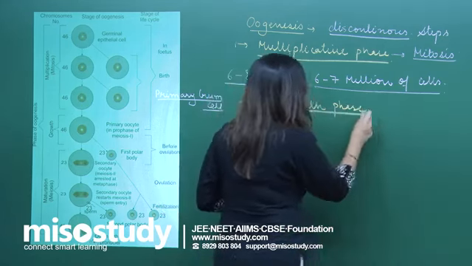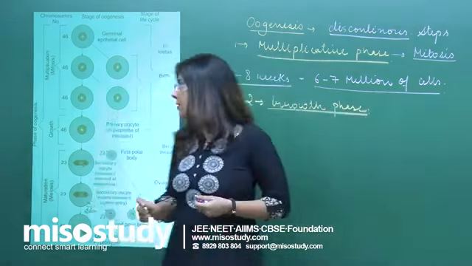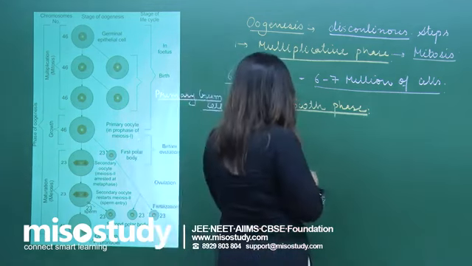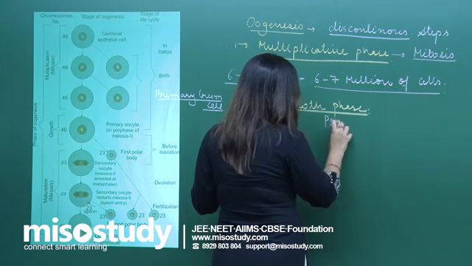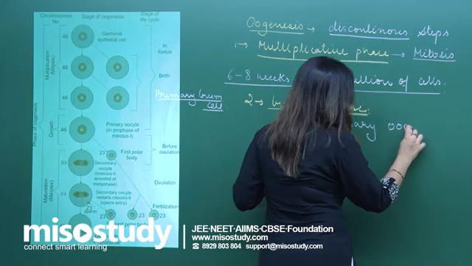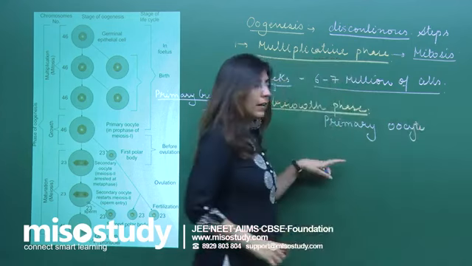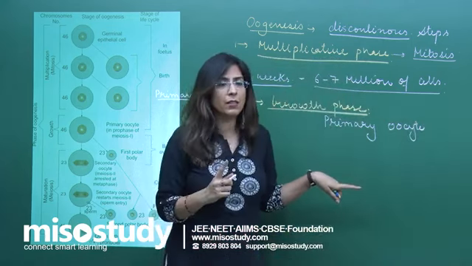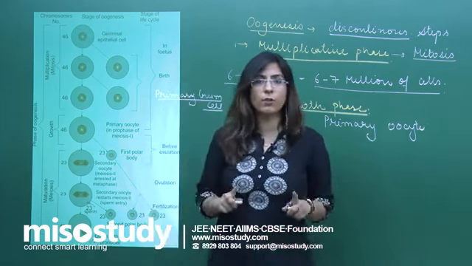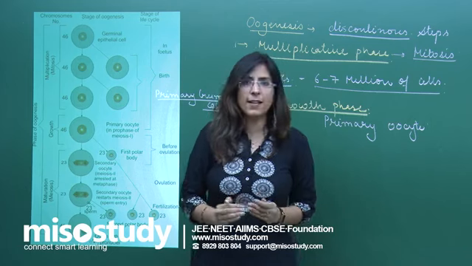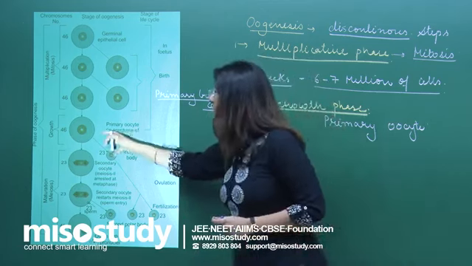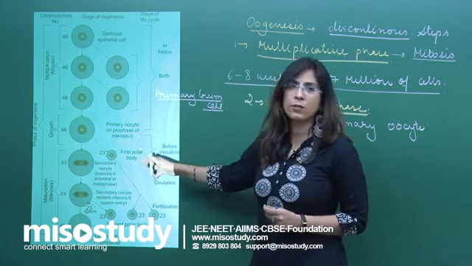Right. So in the growth phase, these cells will form the primary oocyte. And this primary oocyte has started the process of meiosis. But though it has started meiosis, it has stopped itself in the prophase only. It will halt itself in the prophase 1.